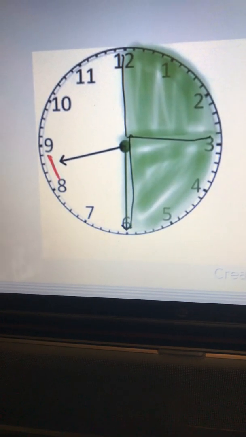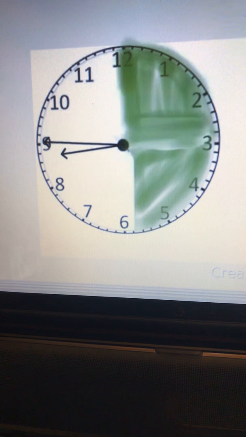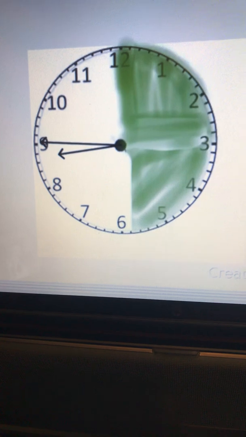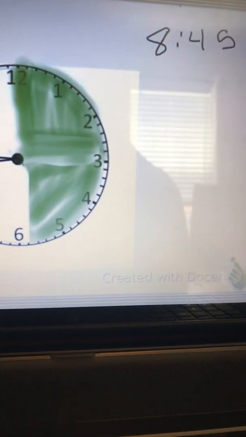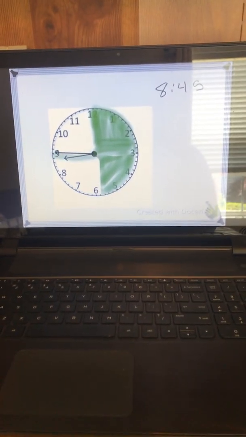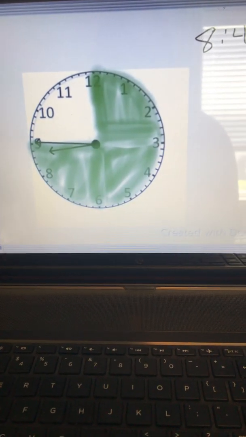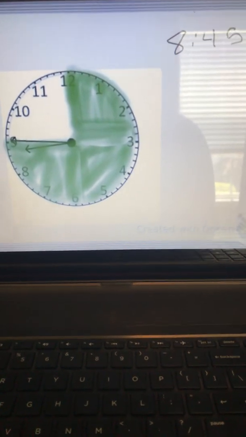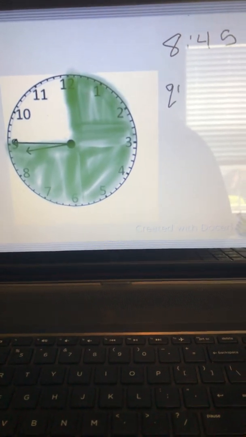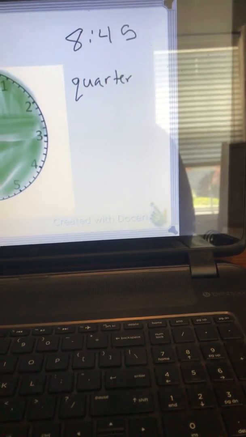Alright. I'm going to move my minute hand again. I've moved my minute hand again. And now the time is 8:45. And we've gone another fourth of the circle. There is 1/4 of an hour left until 9 o'clock. So we call this 8:45, or a quarter to 9.